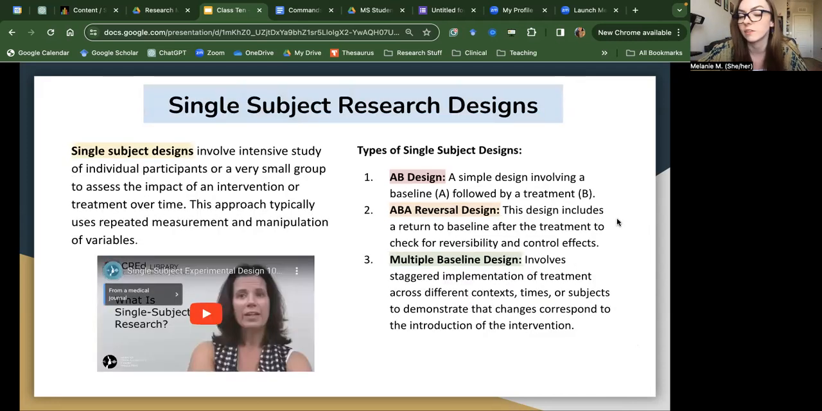And the last one we'll cover for the day is single subject research designs. We'll start again with a little bit of a video.